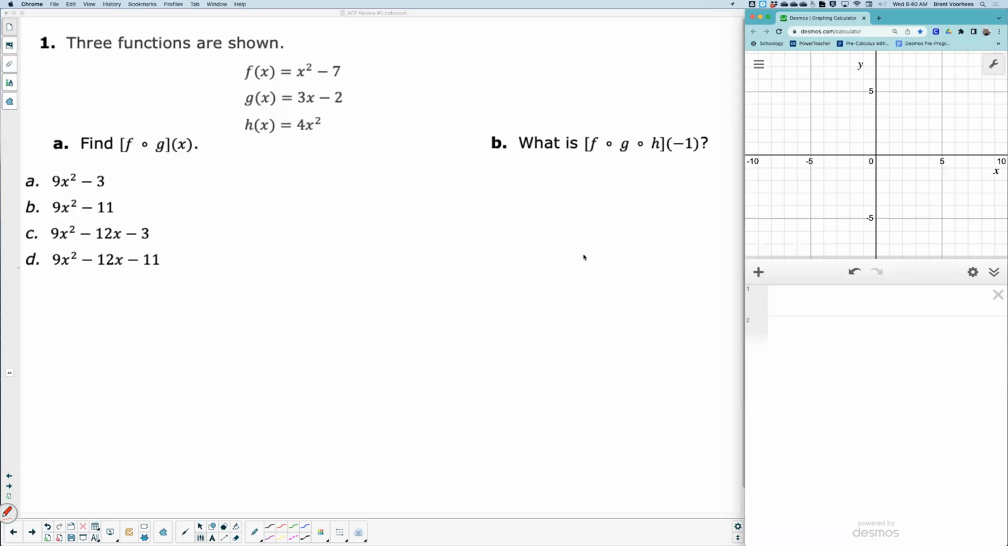All right, let's take a look at number one from this pretest we just had. It says three functions are shown, f, g, and h. The first thing we need to do is find f of g. And so we talked about this quite a bit throughout the school year.